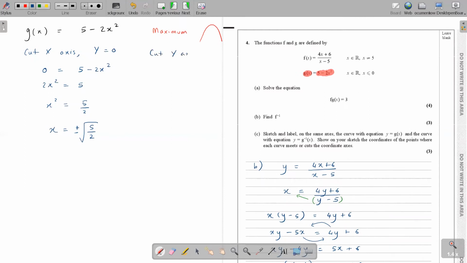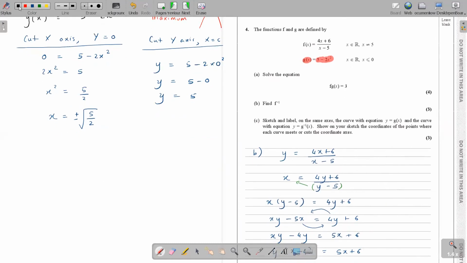So when you cut the y-axis, x is 0. So y equals 5 minus 2 into 0 squared, y equals 5 minus 0, y equals 5. Okay, y equals 5. So let's draw the graph.